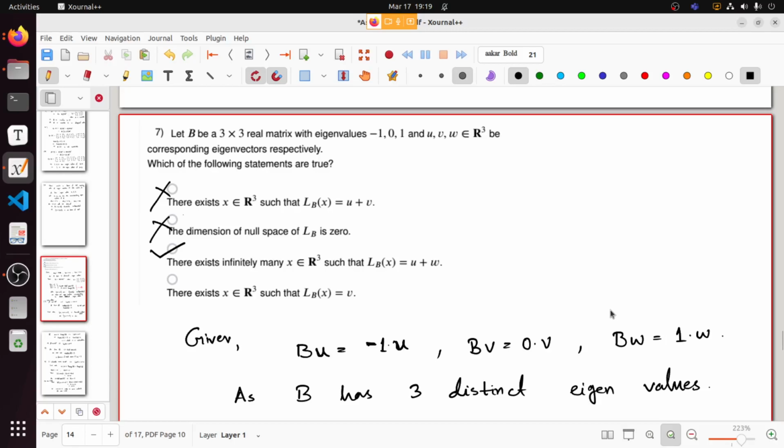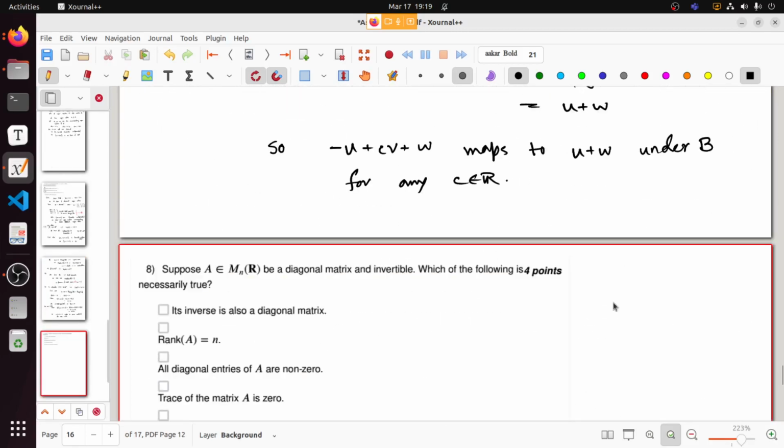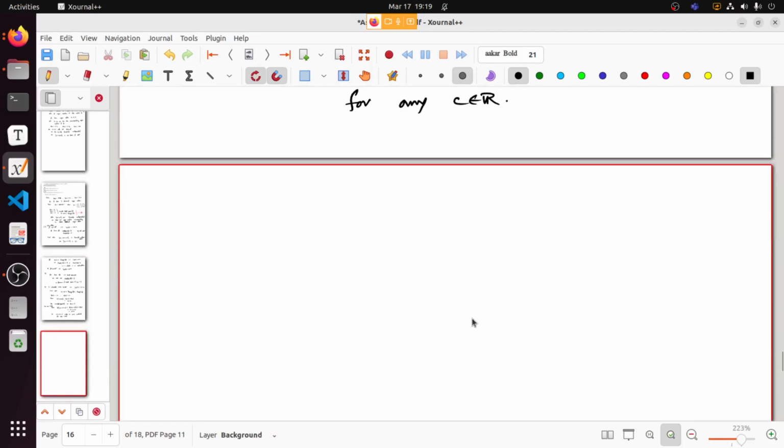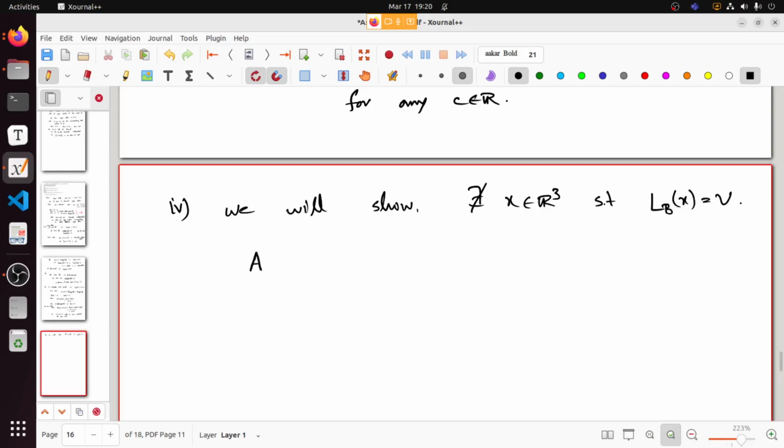What is it saying? There exists x in R3 such that LB of x equals B. So we will show that this is not true. We will show that there does not exist any x in R3 such that LB of x equals B, right? So how to show? This we have shown earlier, right? As the nullity of B, we know this is 1, right? And what you have to know? The rank of B you have checked is 2.